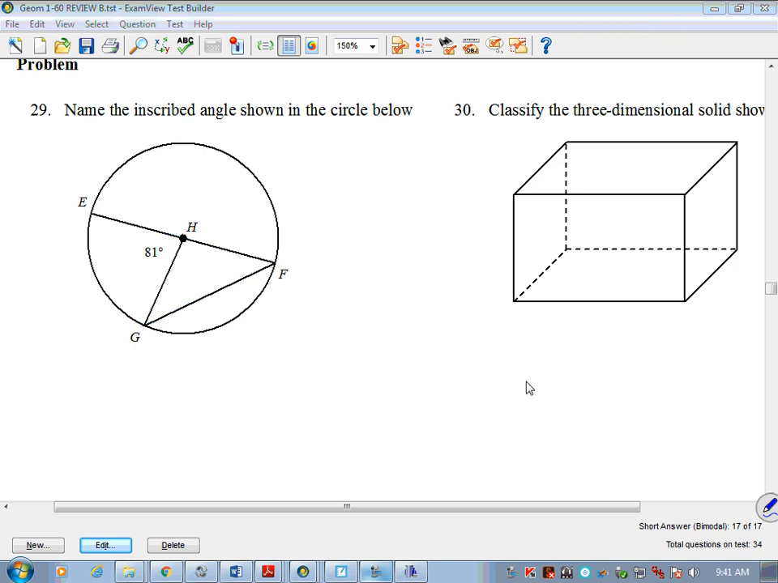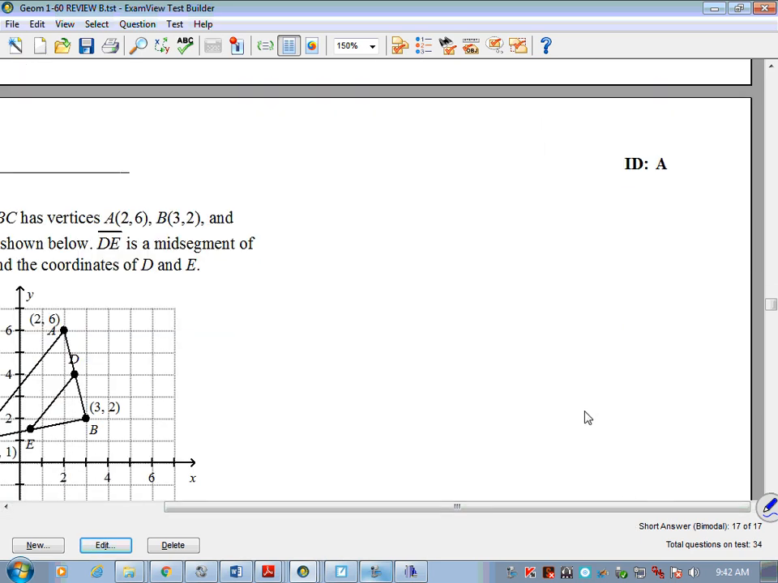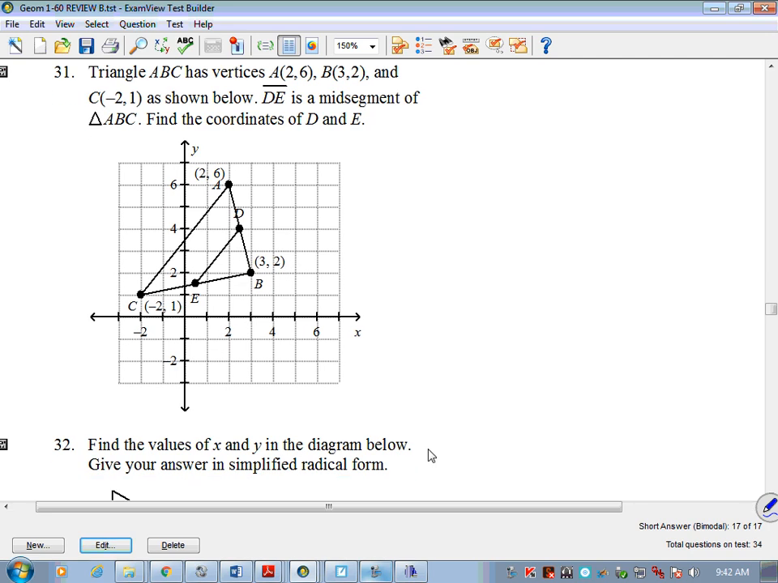Okay, let's look at question 30. Classify the three-dimensional solid shown below. This would be a rectangular prism. It has a rectangular base, has another rectangular shape parallel to it up top. There's really nothing else to add there. It's a rectangular prism.